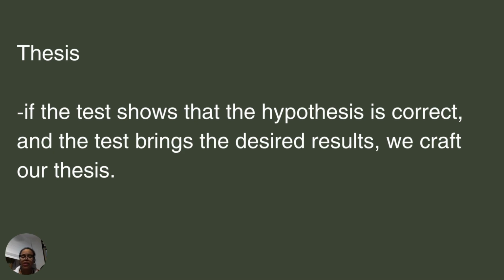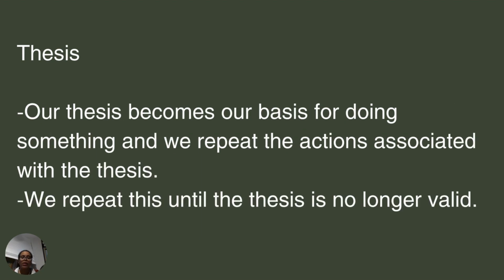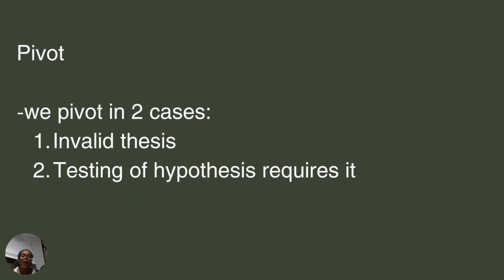So the thesis is, if the test shows that the hypothesis is correct and it has brought the desired results, then we craft our thesis around that. And it becomes the basis for the way we do things, and we repeat the actions associated with that thesis. We repeat it until the thesis is no longer valid. That's what we do. And then we pivot in two cases. If the thesis is invalid, we will pivot. Or if testing of the hypothesis shows us that the hypothesis is not correct, then we pivot.